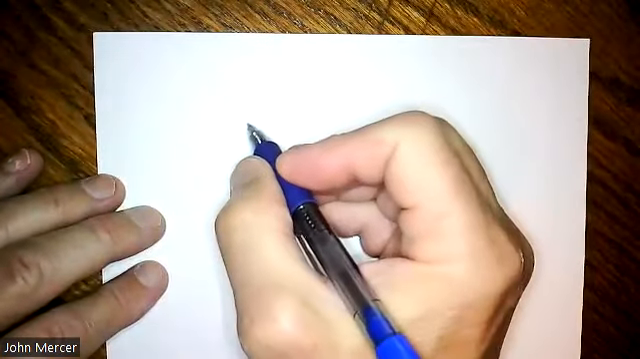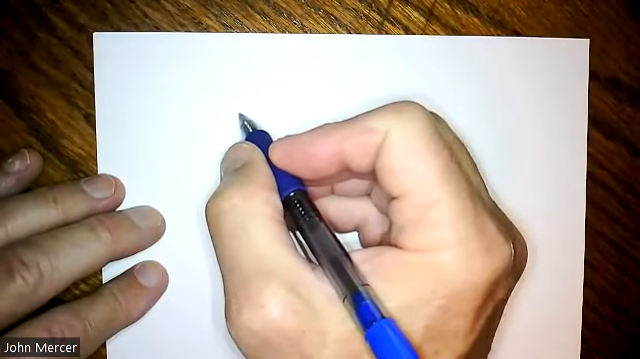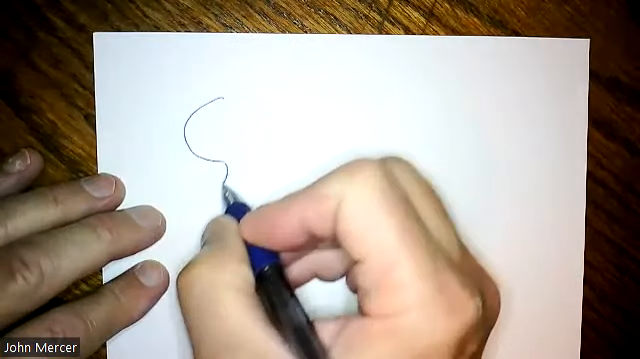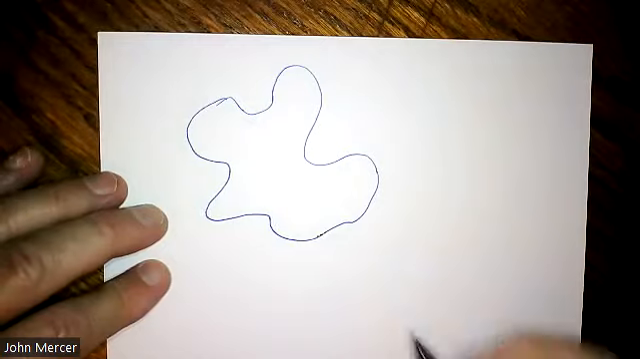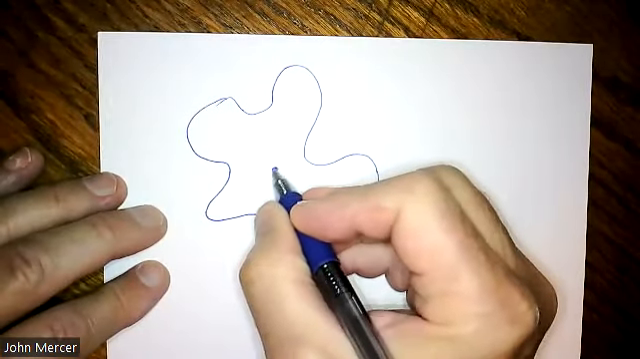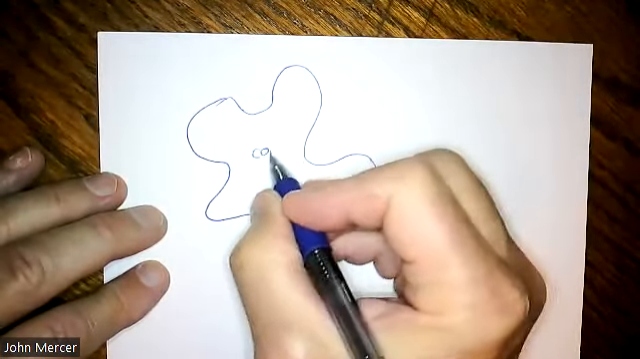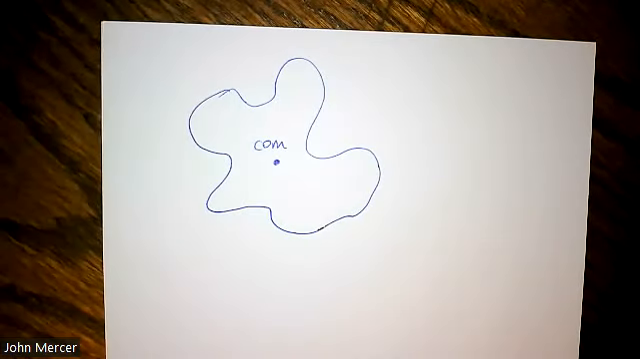All right, let's continue. Let me draw an object, and I'll draw an odd-shaped object first. And the center of mass, or center of gravity, will be the point where all that mass seems to be concentrated.